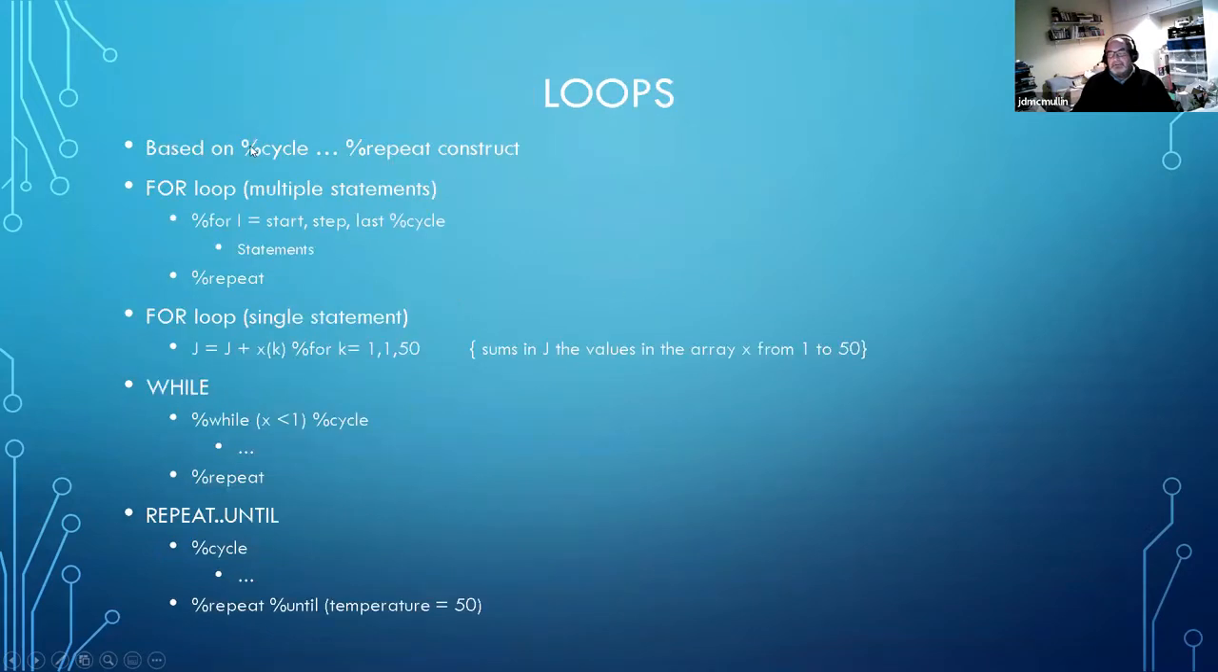Loops. Loops are the cycle repeat construct. So the cycle starts effectively the repeat loop, and repeat jumps back to where the last cycle began. So if you want to do a for loop, you'd say for I equals 1, start, step, and then the last check, cycle repeat.